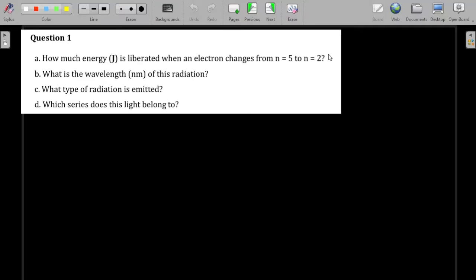Okay, so let's start with question 1. Question 1 is asking us to find the change in energy. You can see here they're saying how much energy in joules is liberated when an electron changes from N5 to N2. So here, let me just explain the concept and then I'll come back and solve this question.